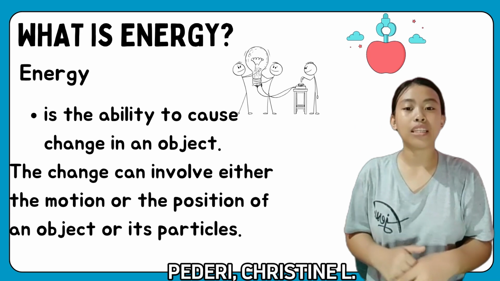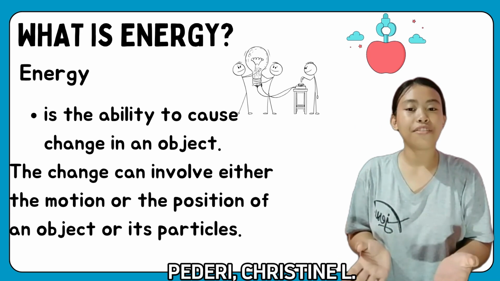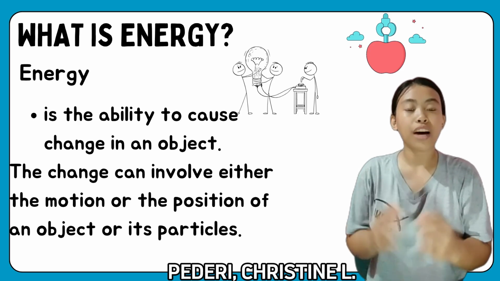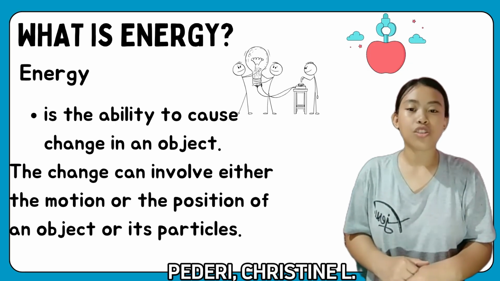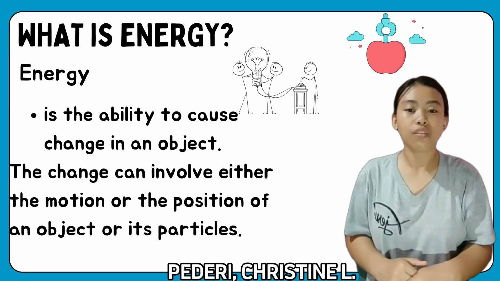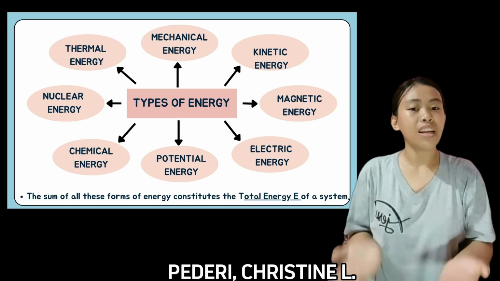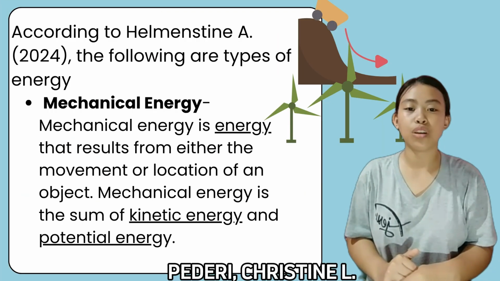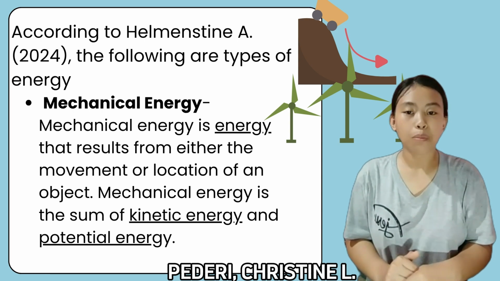Energy is the ability to cause change in an object. It can also be defined as the capacity of a system to exert or provide force for a certain interval. The change can involve either the motion or the position of an object or its particles. There are many types of energy, and according to Helminstein 2024, the following are considered types of energy.